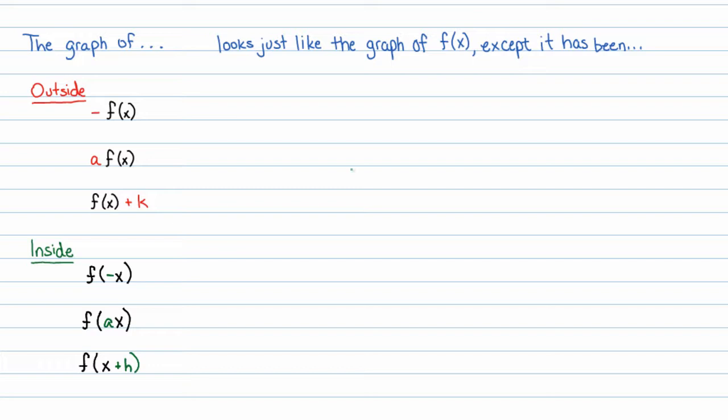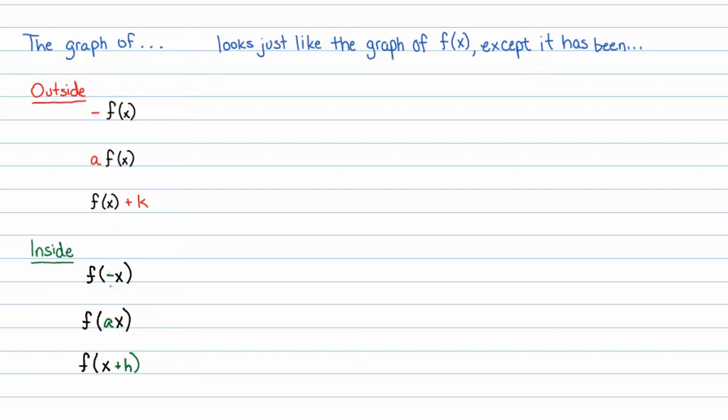I have these separated into things that happen on the outside of the function. So notice in this first case here, the negative is on the outside of our function f. This a is also on the outside of our function f. And this plus k is also on the outside of the function f of x. And when I say the outside, I mean that those 3 things in red are not within the parentheses. They're not our inputs.